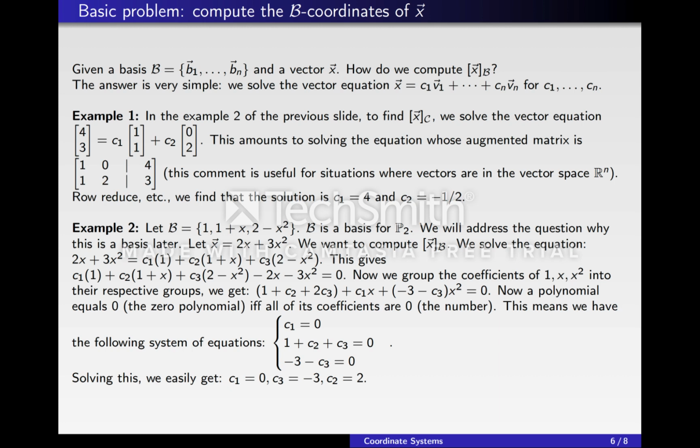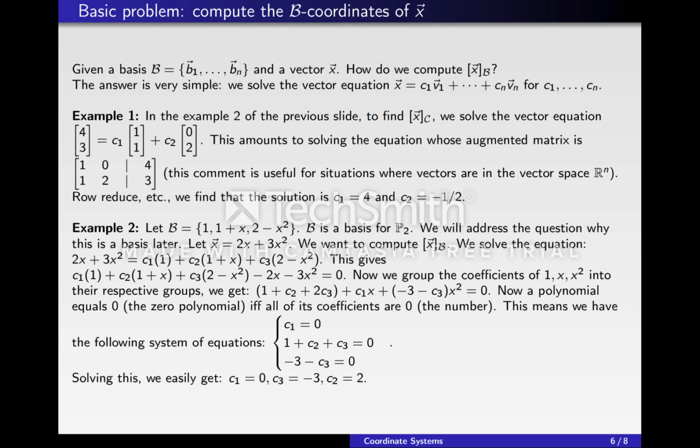Let's just accept for the moment that B is a basis for P2, and we'll explain why B is a basis later. Now let x be the polynomial 2x plus 3x squared. Sorry, I have too many x's here, but just distinguish the two. The x vector is different from the variable little x in the polynomials.